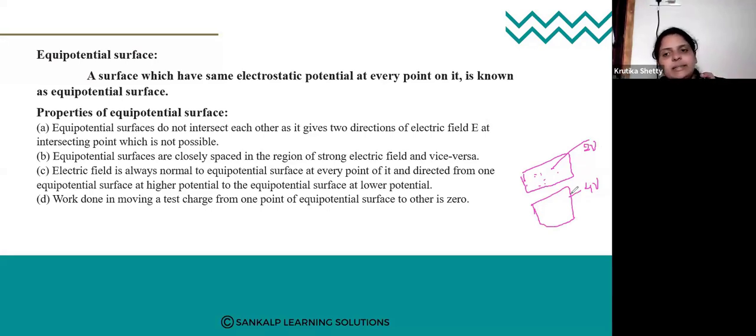The first statement says the equipotential surfaces do not intersect with each other. Why do they never intersect? See, this has 2 volt, this has 4 volt. If they intersect, what does it mean? At one particular point they are meeting together, right? So if they intersect, this is one surface, this is another surface, right?